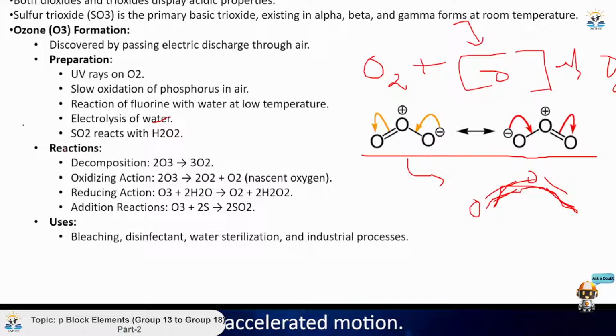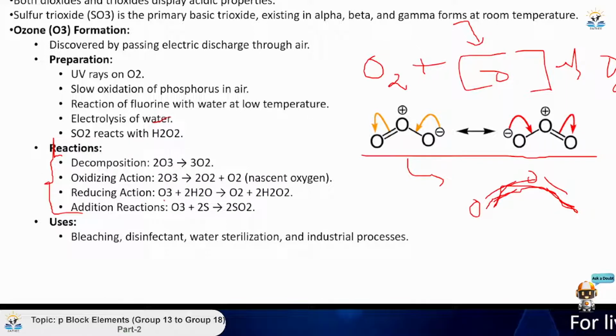So like I have shown over here, there are four primary reactions when it comes to ozone. At times it could even oxidize, but most of the time ozone acts as a reducing agent, and this point has been highlighted in the NCERT also. And these are the reactions.